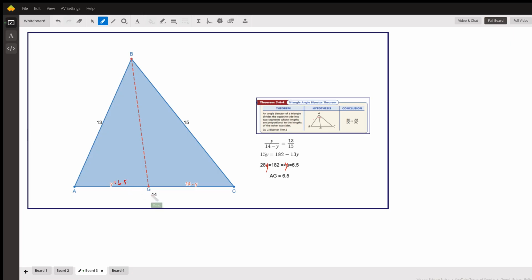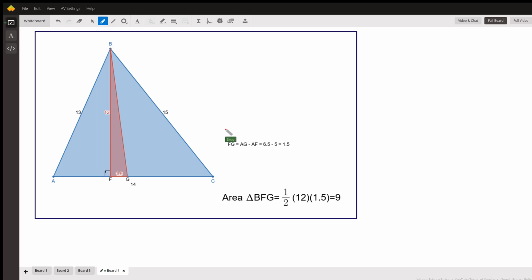And that's really all we need to know, because if I put in this altitude, the distance from A to F was 5, which means this distance is 1.5. There's the area right there. 12 is the altitude, 1.5 is the base, or vice versa. So area of a triangle, one half the base times the height. There's your answer right there, 9. Okay? Hope that helped. If you have any questions, post a comment.